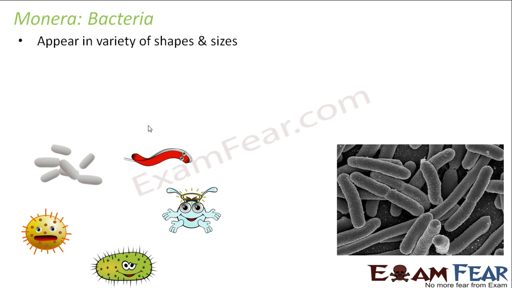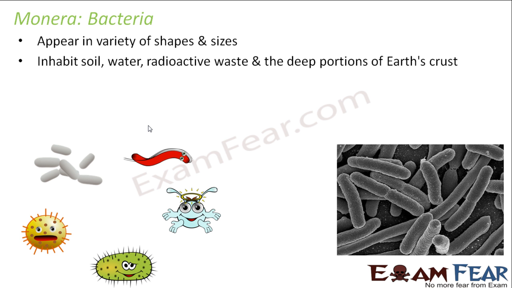As you can see in this picture, you have cylindrical ones, you have somewhat which is shaped like a worm, you have spherical, you have little flattened shape of bacteria. So many varieties are available. They inhabit soil, water, radioactive waste, and the deep portions of Earth's crust.